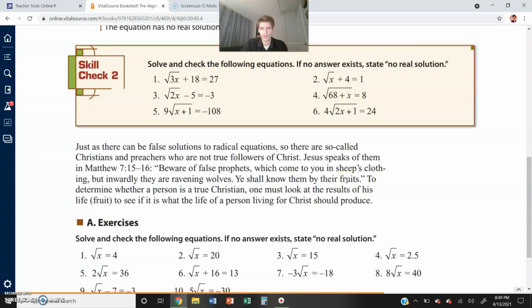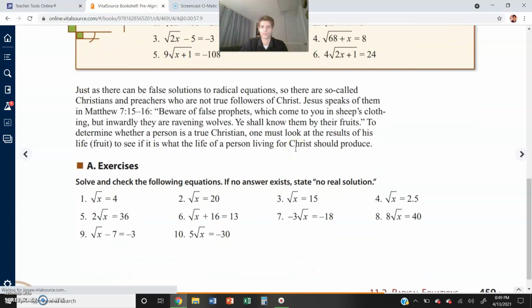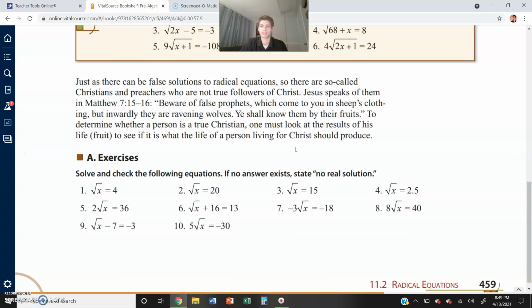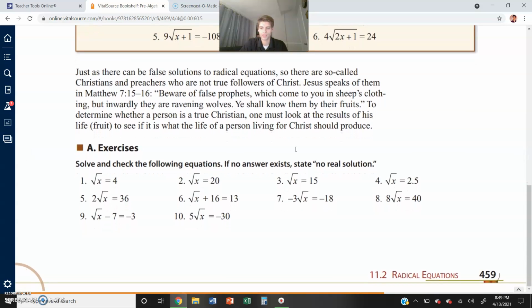So beware of those false prophets, those people that claim to be preaching Christ or to claim to be all about God. But you know them by their fruit, kind of like the way that we know radicals by checking our works. Same thing with others. We should check everything with the Bible. So let's check our work. Speaking of checking, let's check in practice.